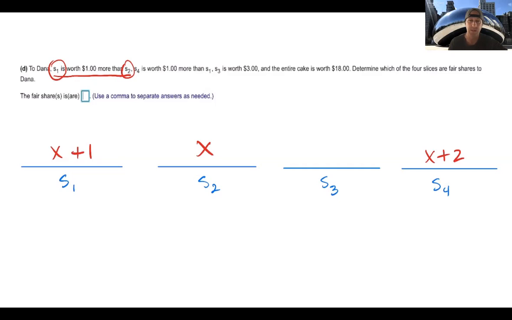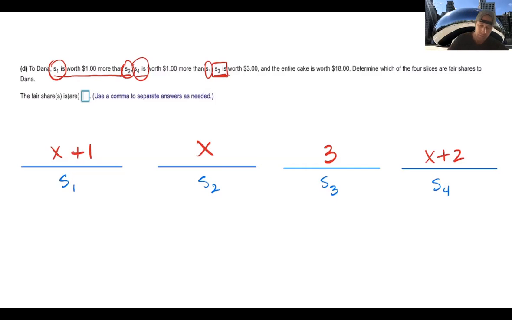So then S3, they also tell us something about that, just like they, on the last one, told us S4 compared to S1. This time they say S3 is worth $3, period. Well, that's nice. I can simply write that in. And if you want to put the dollar sign with 0.00, all good, 3 is 3. Okay, this time they're telling us the cake is worth a total of $18. So unlike the other ones, they're changing the price for Dana.